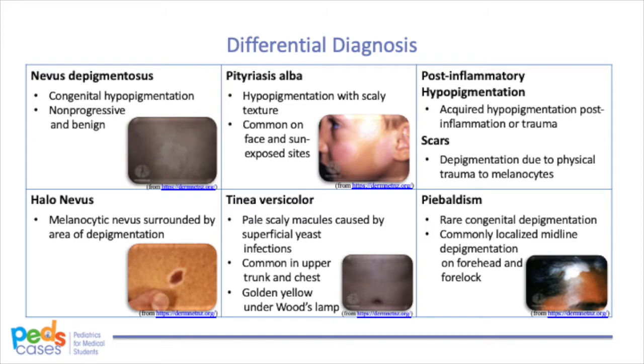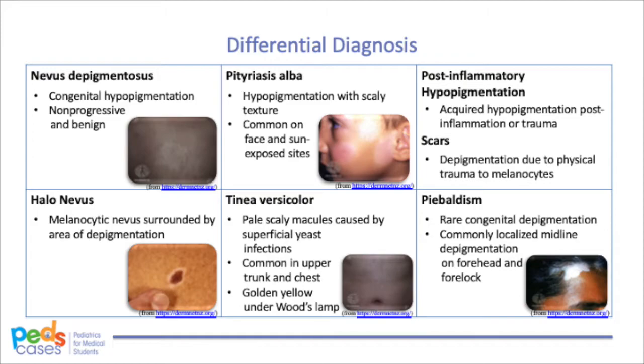Although vitiligo is the most common diagnosis for white macule or patch, there's a list of differential diagnoses you need to consider. We will talk about them one by one. Nevus depigmentosis is a congenital hypopigmentation condition. Associated skin lesions are non-progressive and benign, and usually present at birth. Pityriasis alba presents with hypopigmented areas that appear to have a scaly texture. Most lesions are found on the face, but some exposed areas are also commonly affected sites.